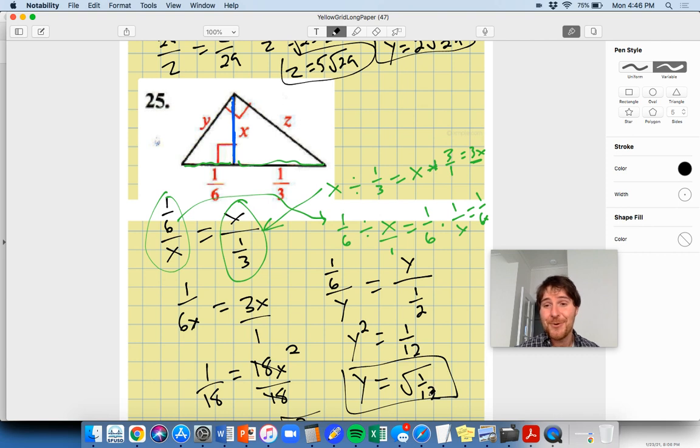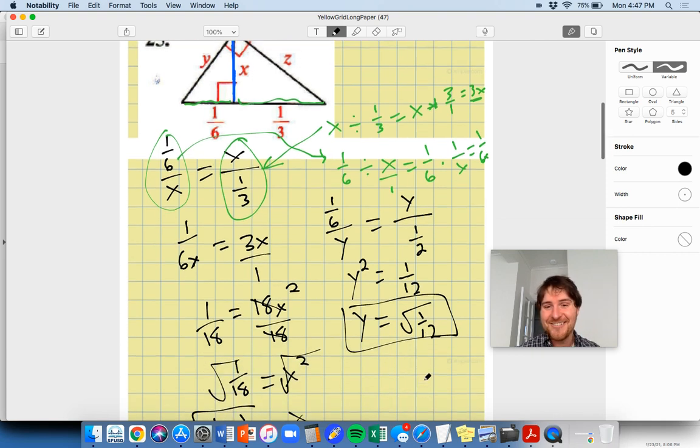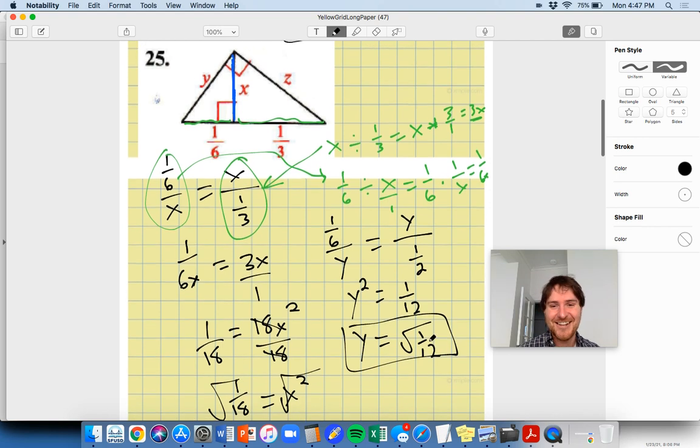You can't actually take a square root of a denominator. It's just something that's not allowed. So we have to actually change the way we write this. That's not going to be totally done here.